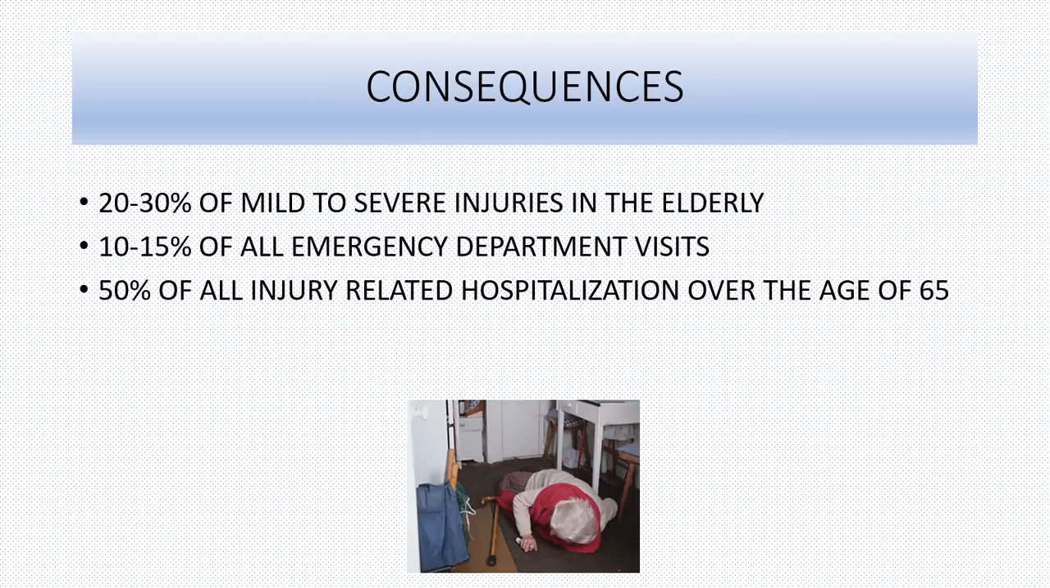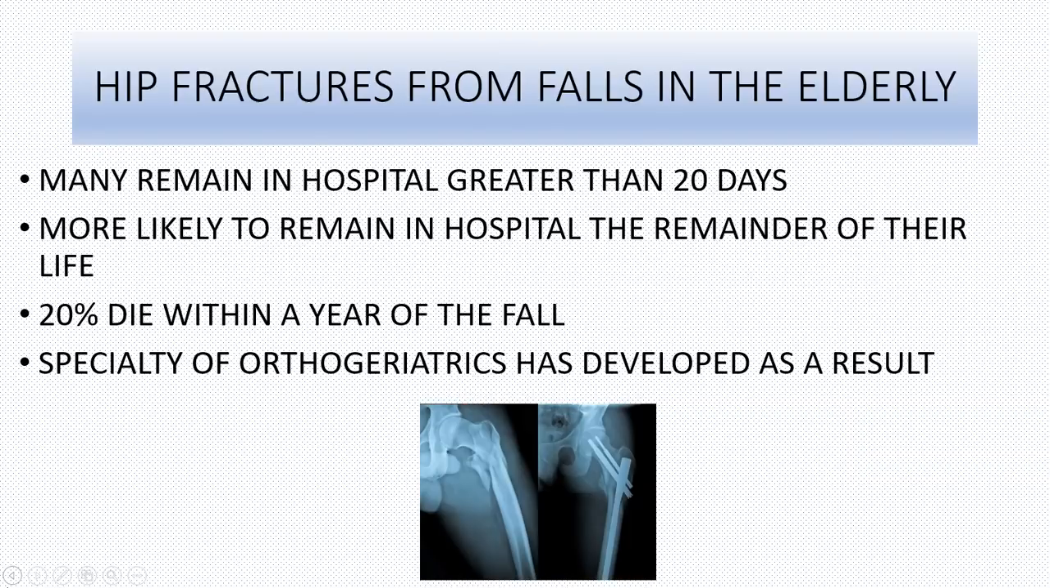If we look at the consequences of falling and why it is that we want to take a look at our older patients for risk of falling, this accounts for almost 1/3 of mild to severe injuries in the elderly. Overall, if you look at any emergency department, about 10 to 15% of visits are due to falls in elderly patients, and of all injury-related hospitalizations of the elderly, about half of them are due to falls over the age of 65. These are not without consequences.